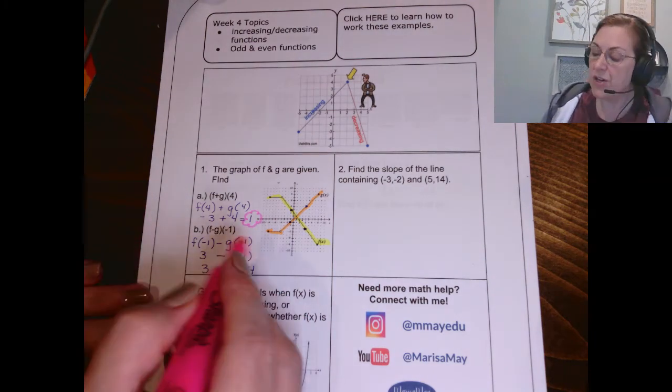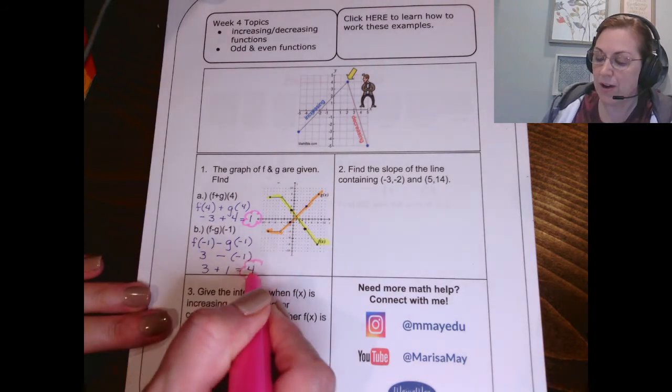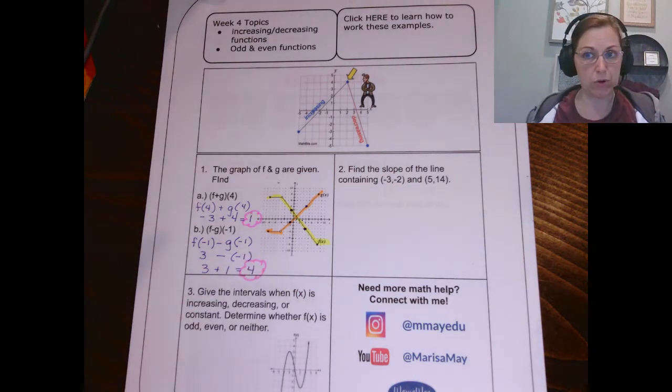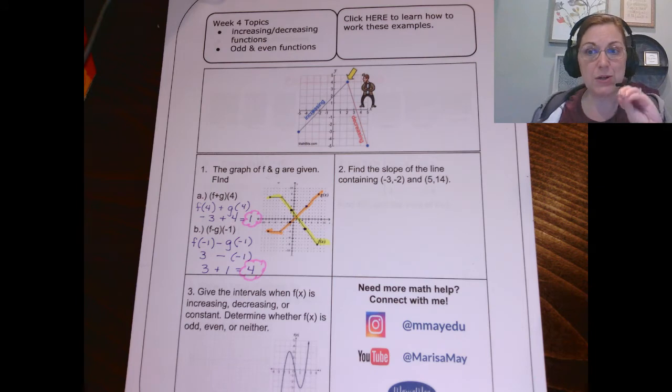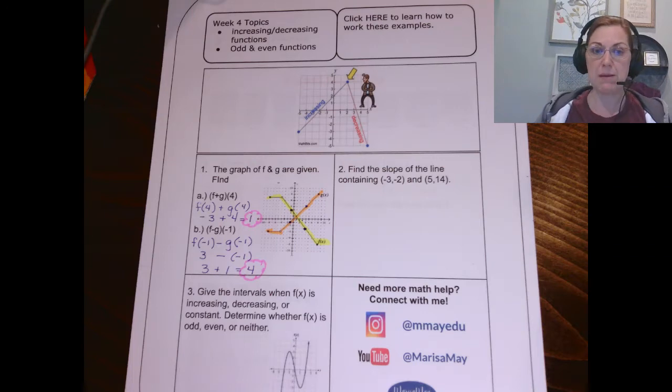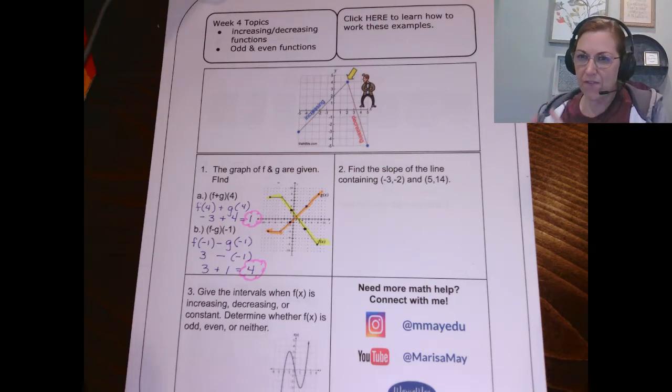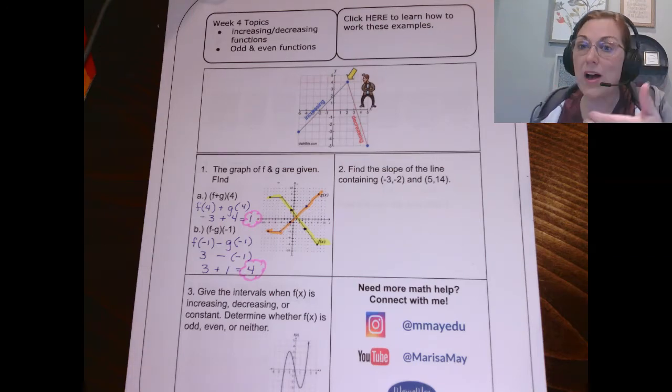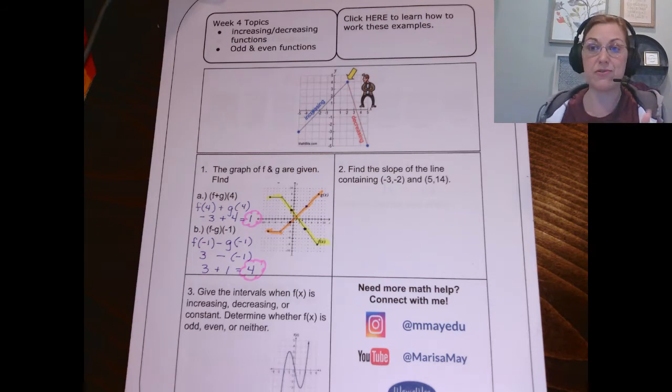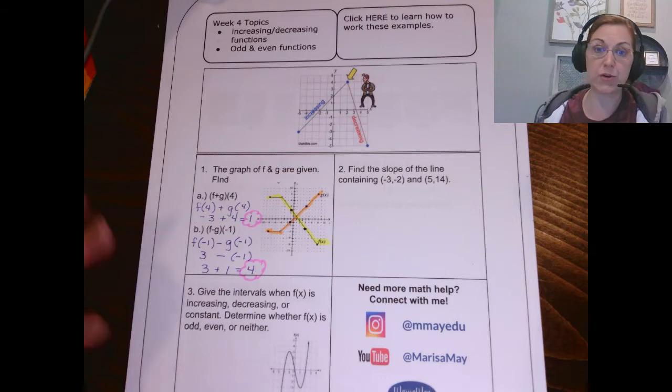I know the adding and the subtracting here is simple, but finding those values and reading the graph is really what we're looking for in this particular type of problem. So remember, when we're looking for f of 4, we're saying, what is the y value on the f graph when x is 4? And you can count that on your graph.